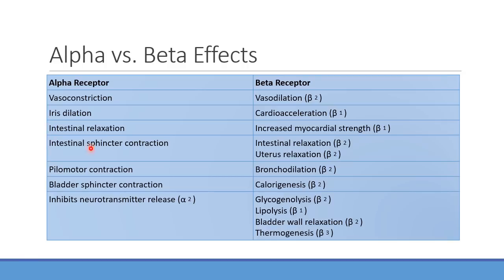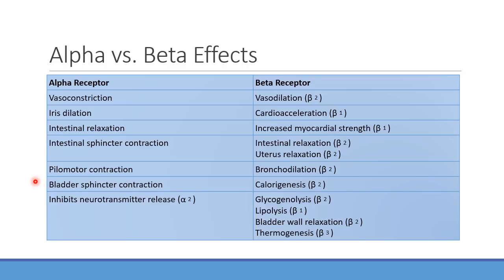Other things you're going to expect to see, things like intestinal sphincter contraction. That makes sense because, again, we don't necessarily want a lot of flow from our stomach to the small intestine to the colon. We don't need that function going on right there. You can see things like pilomotor contraction, right? So you may see goose pimples and things like that develop. Typically, bladder sphincter contraction. Remember the alpha effects there on that internal urethral sphincter. Remember that, because again, we want to keep our blood volume up, so we don't necessarily want to release a lot of urine there.